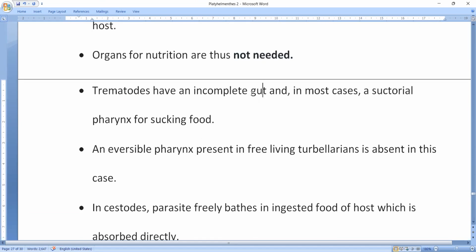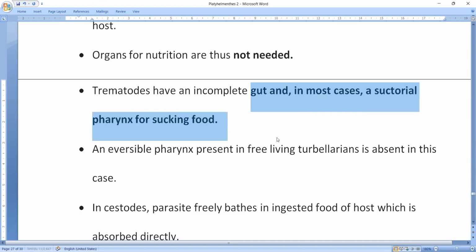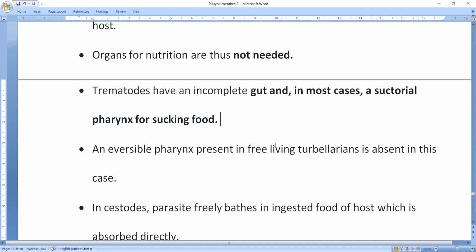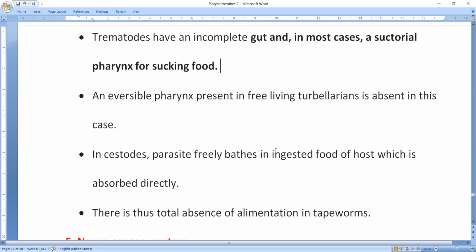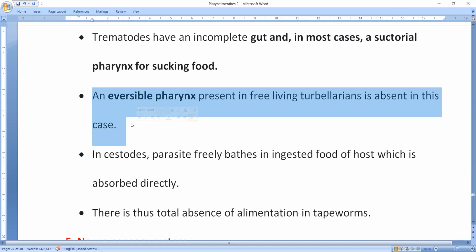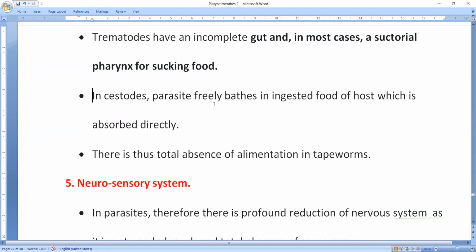Trematodes have an incomplete gut, and in most cases a suctorial pharynx for sucking the food or blood. A eversible pharynx is present in free-living turbellarians, so this is not needed. In cestodes, parasites freely bathe in the digested food of the host, which is absorbed directly. There is thus a total absence of alimentation in these forms.